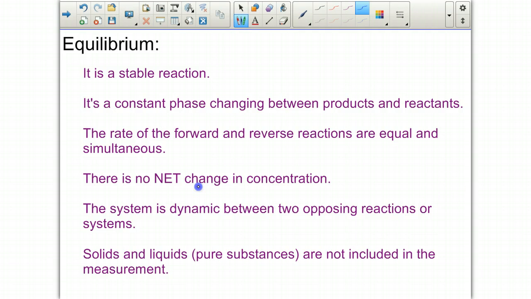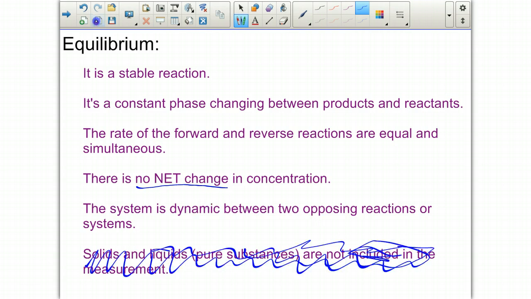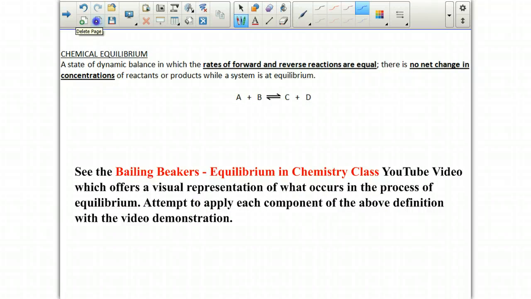So the definition of equilibrium, it's a very stable reaction. It's a constant phase changing between products and reactants, where you have the forward and the reverse reactions occurring equally and simultaneously. There's no net change in concentration. The system is dynamic between the two opposite reactions. So, in short, chemical equilibrium is a state of dynamic balance in which the rates of forward and reverse reactions are equal and there is no net change in concentrations.